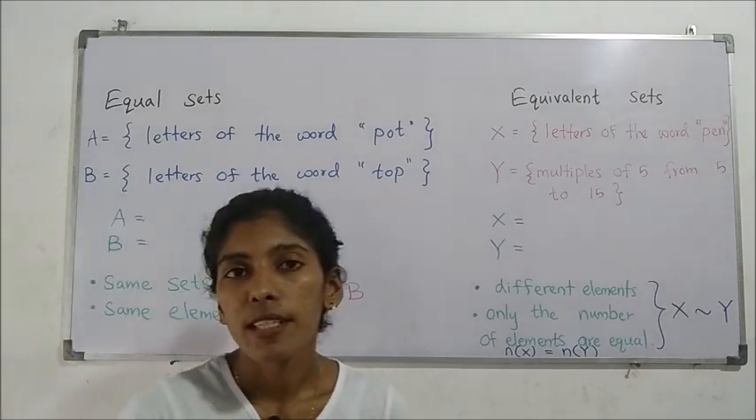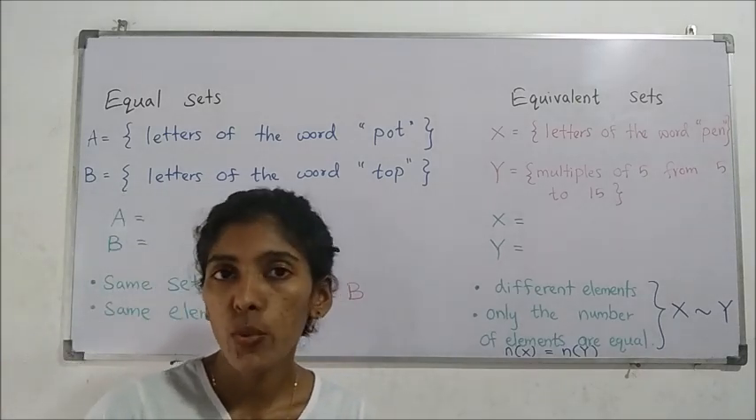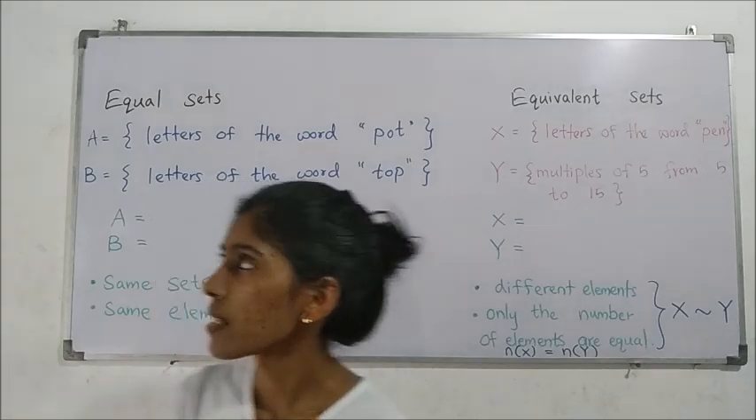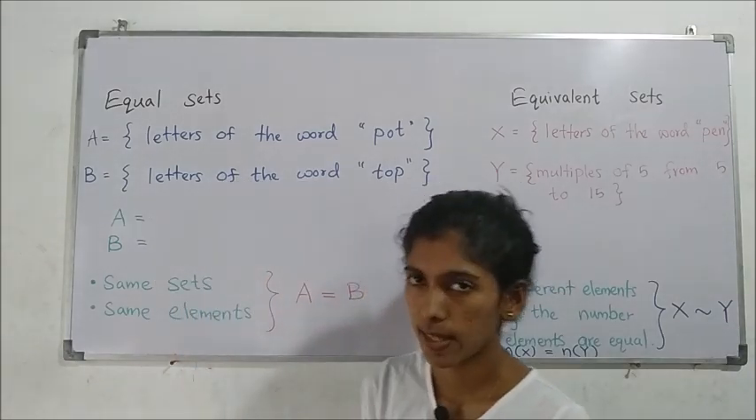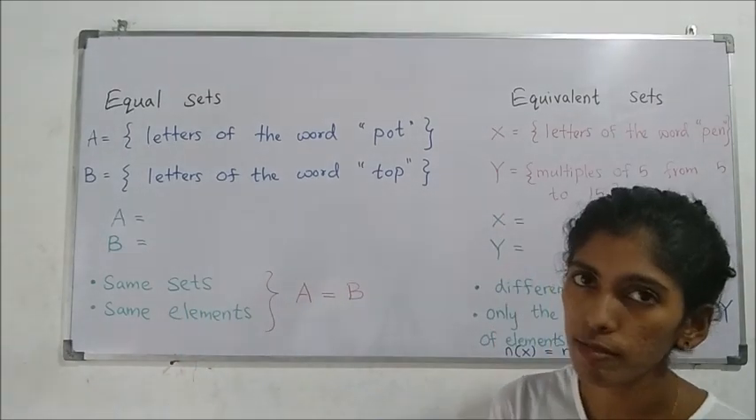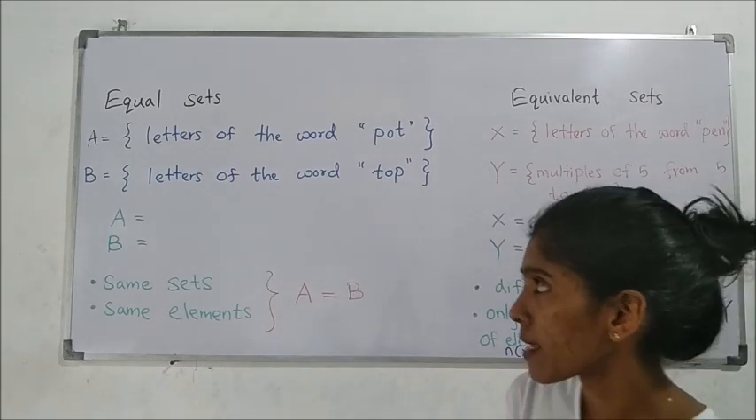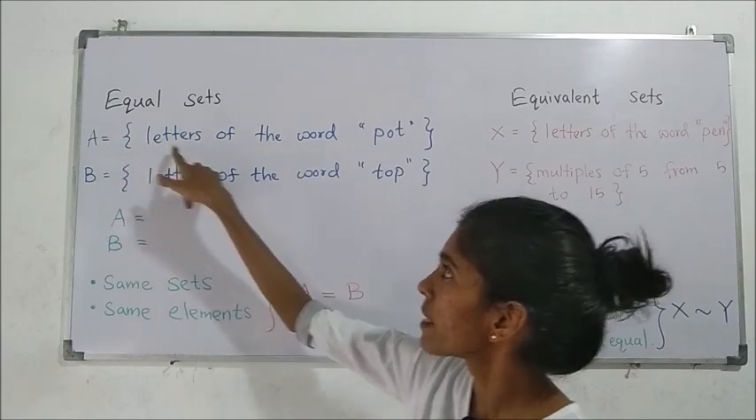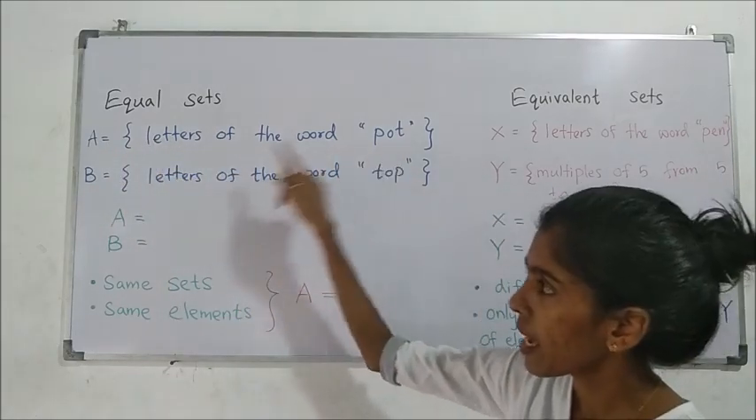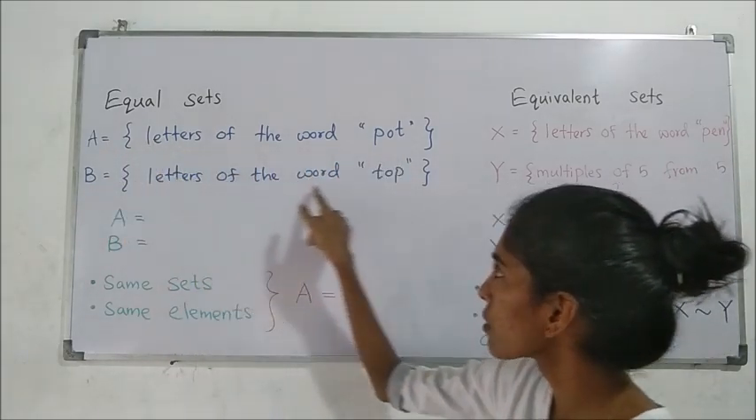Now children, we will learn about equal sets and equivalent sets. Okay, see this side, equal sets. By the name also you can remember this. I have taken 2 examples to explain this. First set is set A, letters of the word pot, and the second set B, letters of the word top.